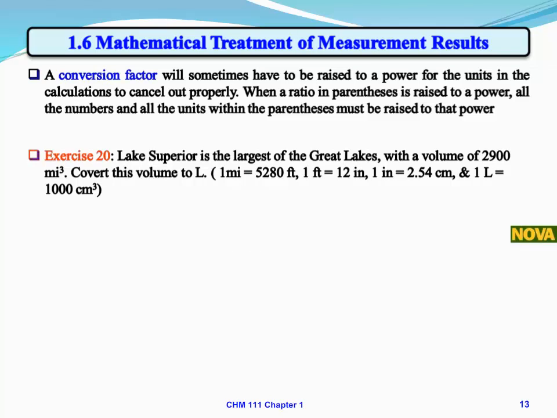A conversion factor will sometimes have to be raised to a power for the units in the calculations to cancel out properly. When a ratio in parentheses is raised to a power, all the numbers and all the units within the parentheses must be raised to that power.